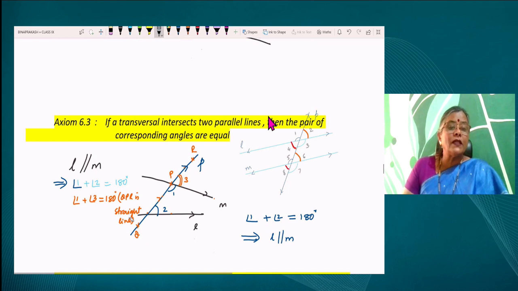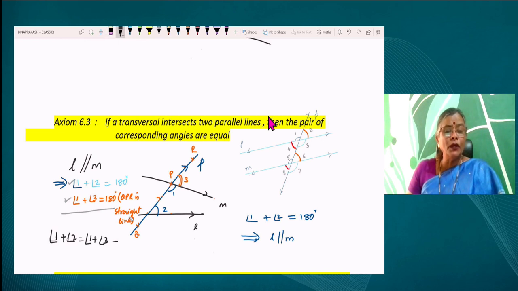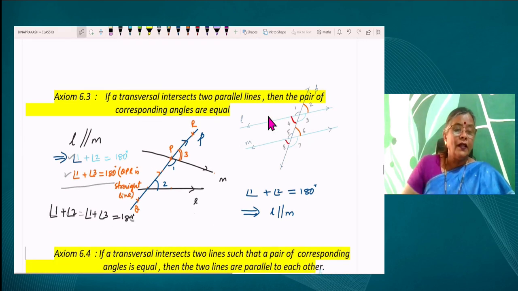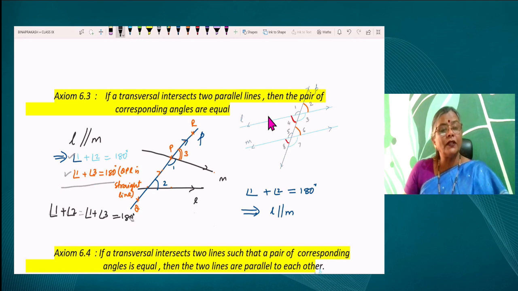Now compare these two statements. Connect them. How do we connect them? We can connect them by relating the two. Look, the sum of 1 and 2, the sum of 1 and 2 is equal to the sum of 1 and 3, because both measure the same. That is the equivalence axiom, stated everywhere: things that are equal to the same thing are equal to each other. So what conclusion do we get from here? We get that the measure of angle 2 and angle 3 will be equal.